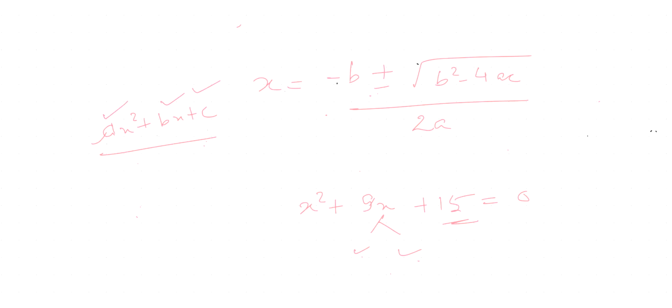So in this example, the value of a happens to be 1, the value of b happens to be 9, and the value of c happens to be 15. If you input these into this formula, what you end up getting is the values of x. Okay.